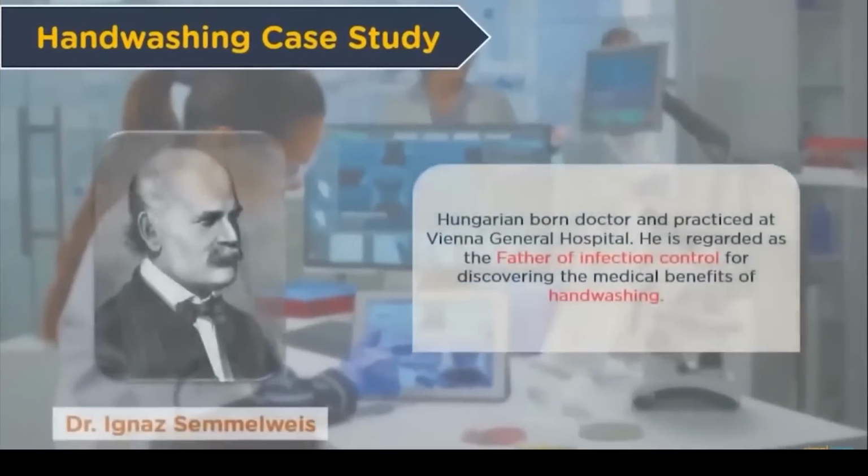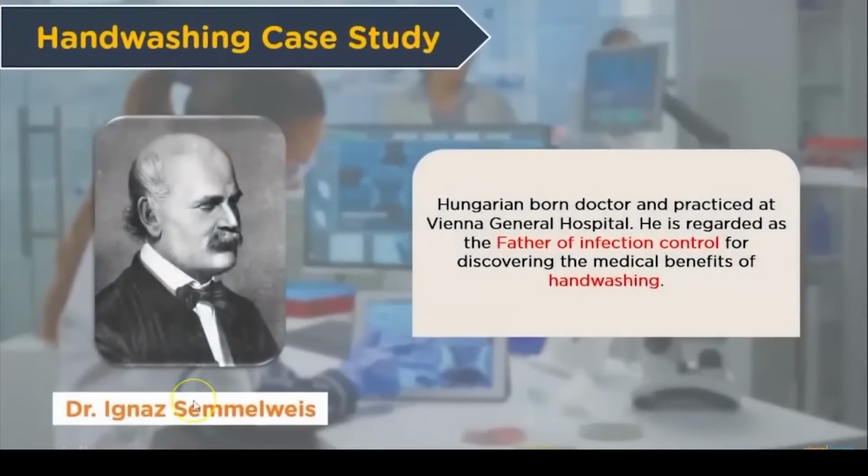Now meet Dr. Ignaz Semmelweis. He was a Hungarian-born doctor and practiced at the Vienna General Hospital's maternity clinic between 1846 and 1849. Dr. Semmelweis is regarded as the father of infection control for discovering the medical benefits of hand washing.